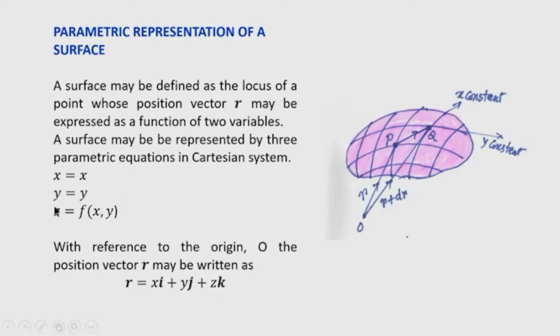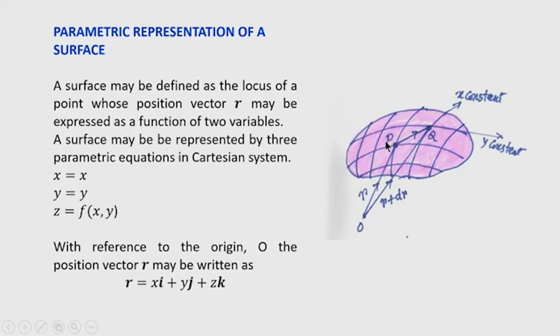So, if z is the coordinate which defines the elevation of the shell at any point x and y, then in the parametric form the shell surface can be represented as x is equal to x, y is equal to y, and z is a function of x and y.